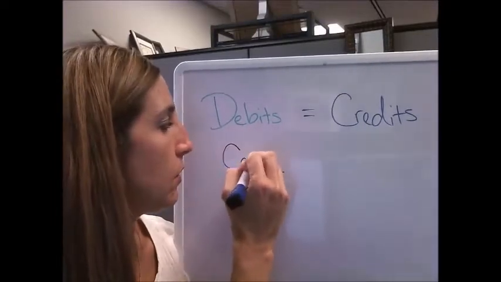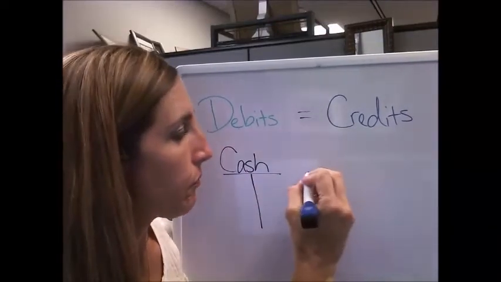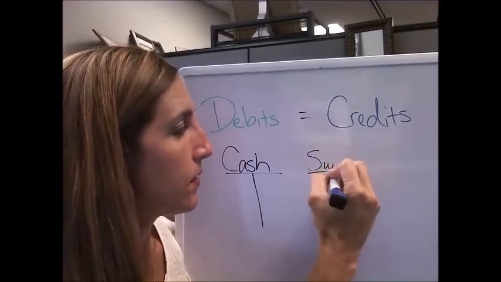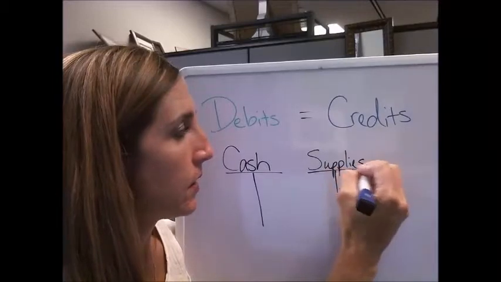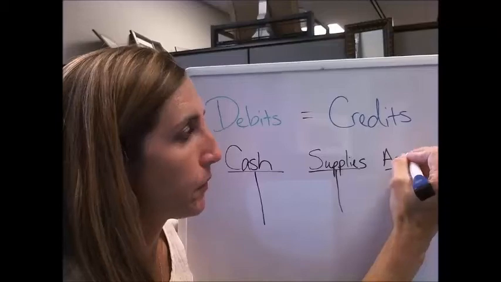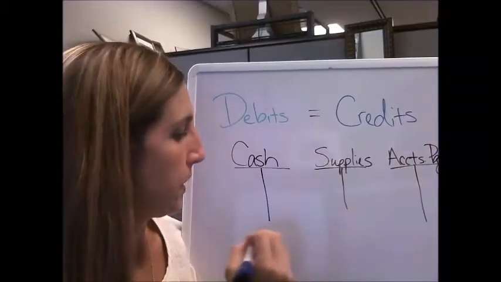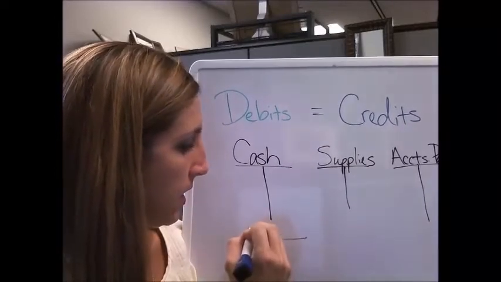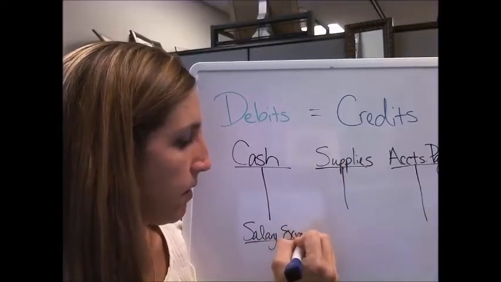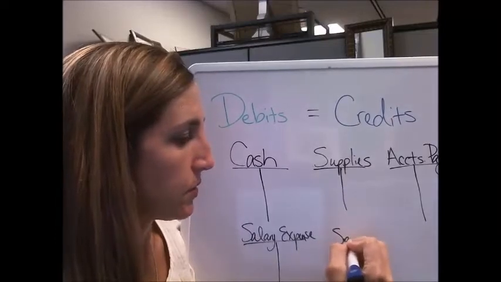Cash would be one of your primary accounts. You would list a T, and the format puts the title of the account on the top. We have a supplies T account, and we probably have listed an accounts payable. I'm going to abbreviate, but this is a liability account, accounts payable. And you possibly have your salary expense and maybe a revenue account. Every account would get its own T, so service revenue.